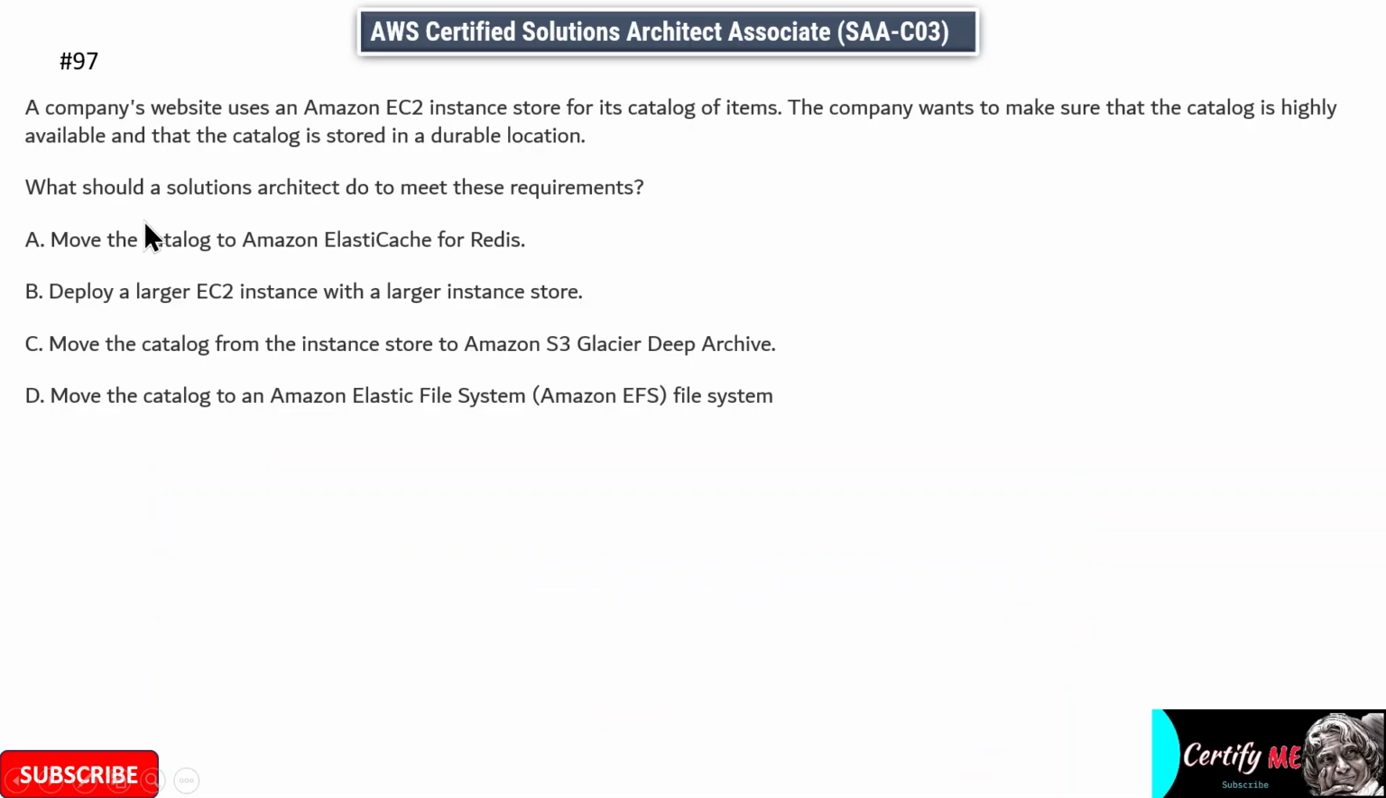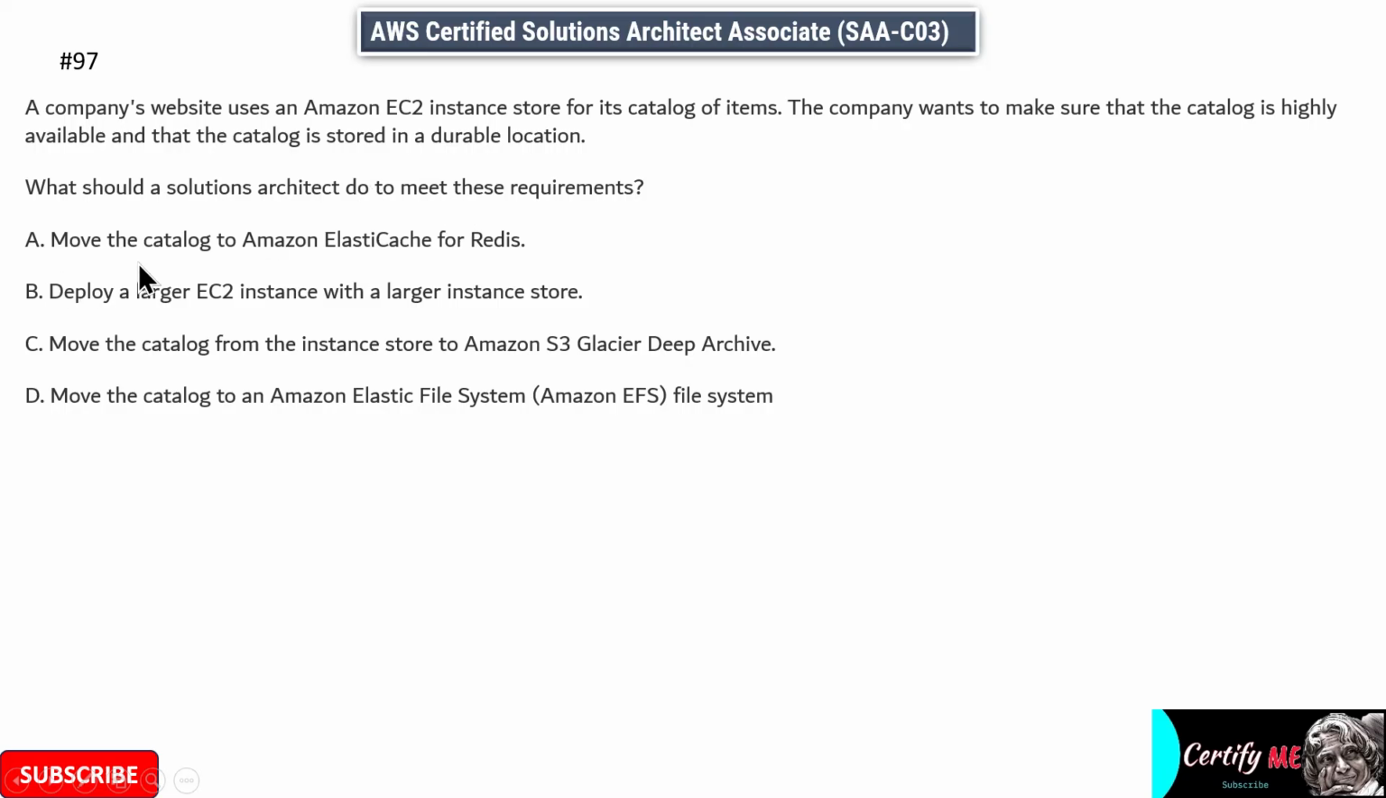Next question. A company's website uses an Amazon EC2 instance store for its catalog of items. The company wants to make sure that the catalog is highly available and that the catalog is stored in a durable location. What should a solutions architect do to meet these requirements?